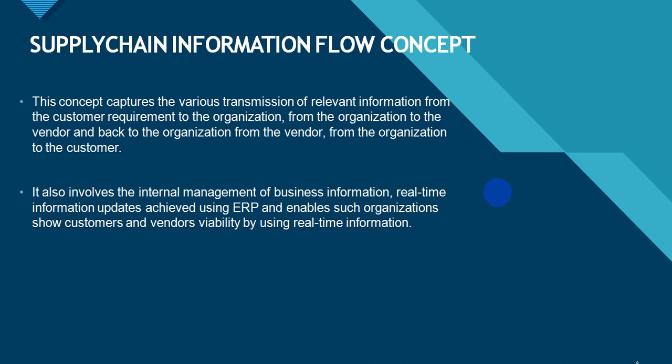So the vendor could also communicate with us, and of course when they do their eventual supply, they communicate, because they're going to send in the items. You have a delivery note, or a bill of lading, or a waybill, right? So these are communications, okay. And also delivering it to the customer, the organization will have to communicate with the customer. So with all these, there is information flow. It also involves the internal management of business information.